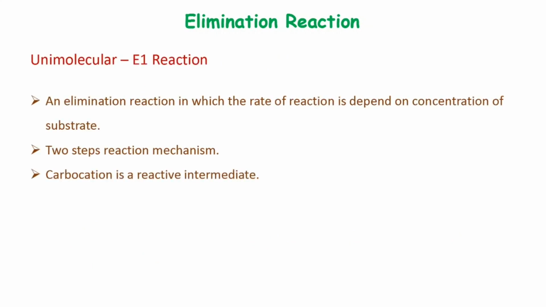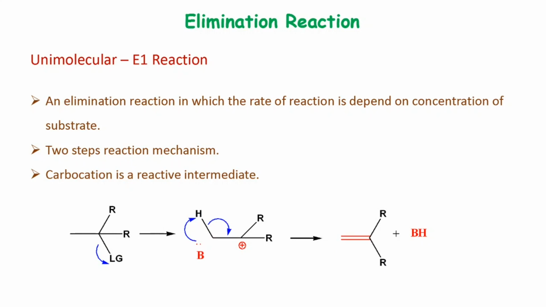Next type of elimination reaction is unimolecular, that is E1 reaction. An elimination reaction in which the rate of reaction depends on the concentration of only the substrate. This reaction is a two-step reaction in which the first step is generation of carbocation and in the second step is abstraction of alpha proton and formation of alkene. See the example of this reaction in which there is a formation of carbocation and after that abstraction of this alpha proton and formation of alkene as a product.